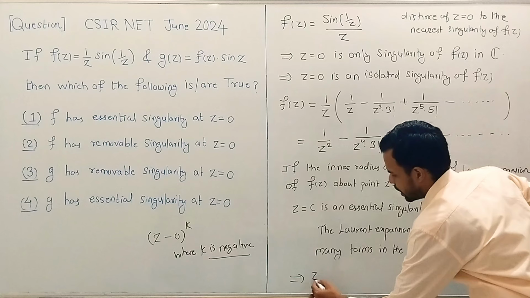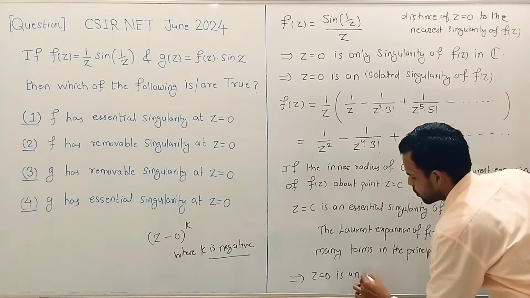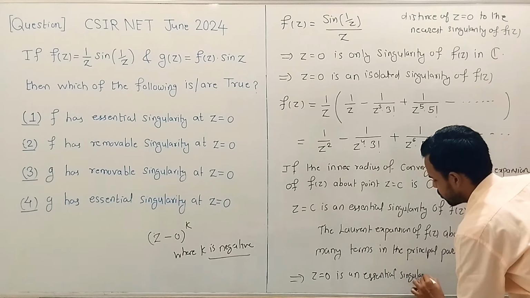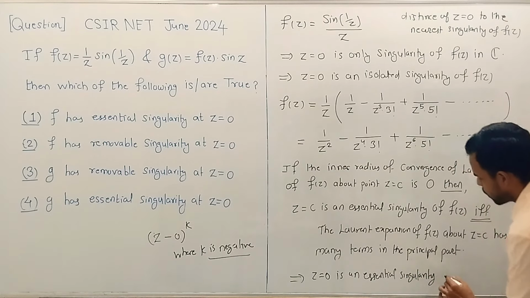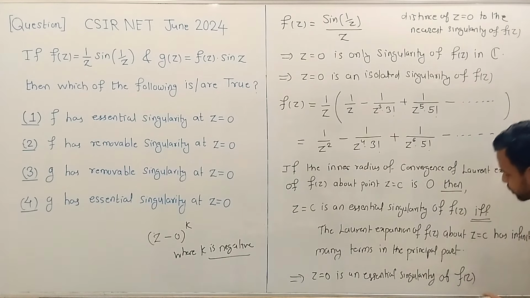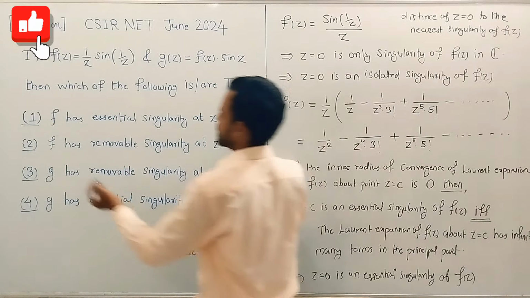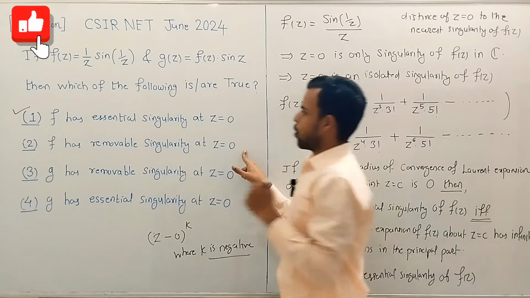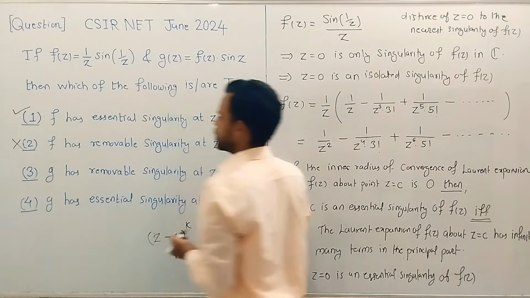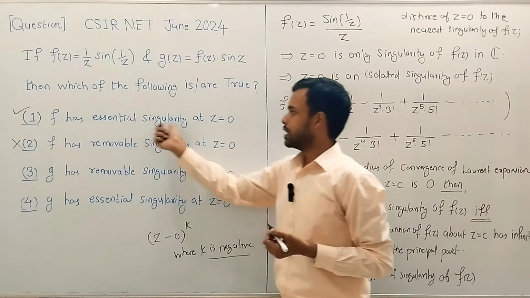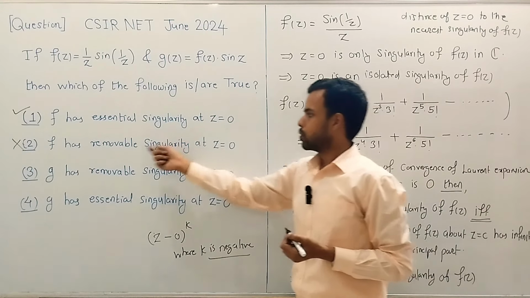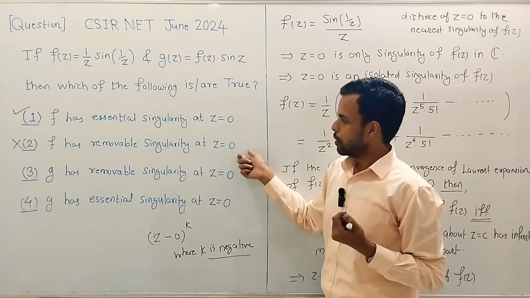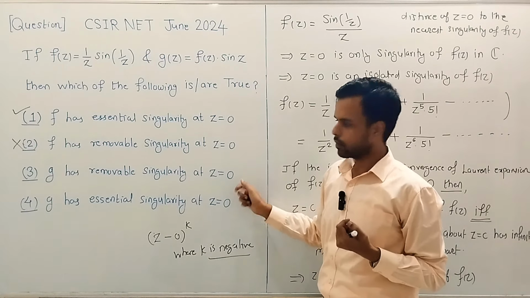So this implies z equals 0 is an essential singularity of f of z. Okay, so option 1 is a true statement. As option 1 is true, option 2 is false, because f has an essential singularity at z equals 0, so f does not have a removable singularity at z equals 0. Okay, now let's discuss option 3.